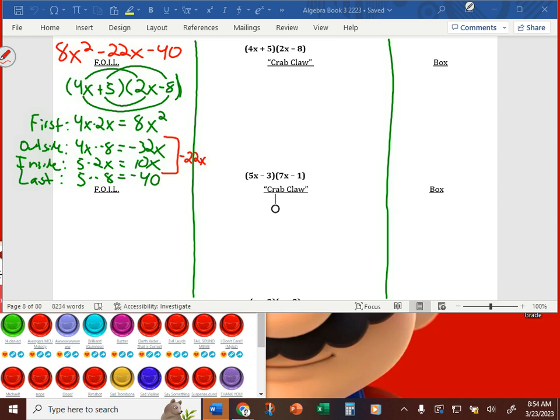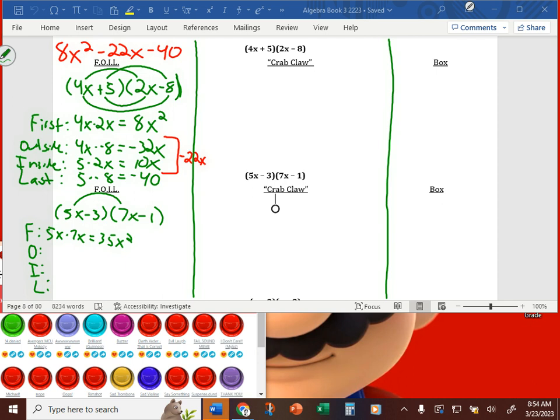Let's do FOIL with the next one as well. Kind of stick with this similar process here. 5x minus 3 and 7x minus 1. Okay. This time, rather than writing out first, outside, inside, last, I'm just going to put F, O, I, and L. What are my first multiplications here? Cool. 5x times 7x, right? Draw the eyebrow there. 5x times 7x equals 35x squared. Again, that first multiplication will always give that x squared term.